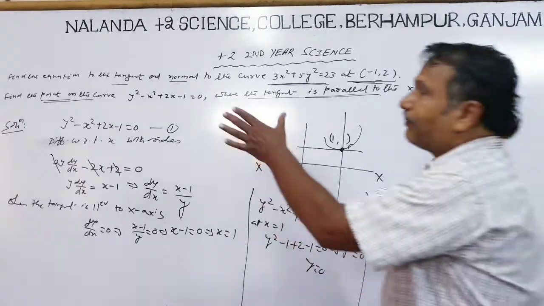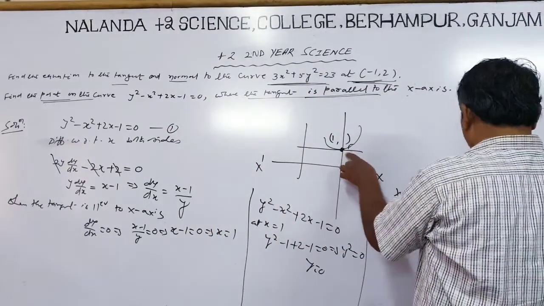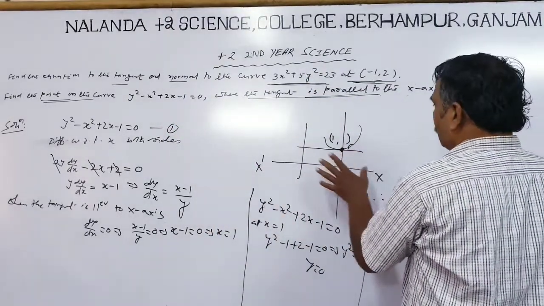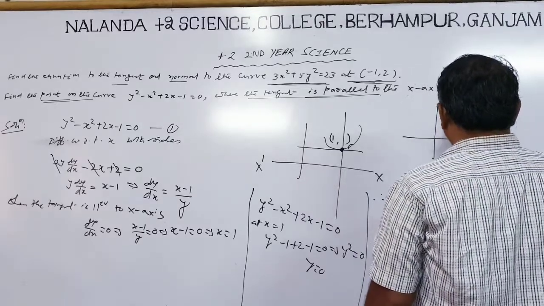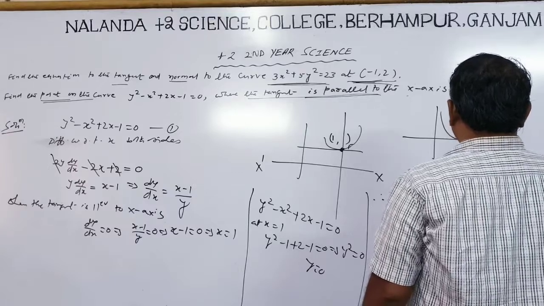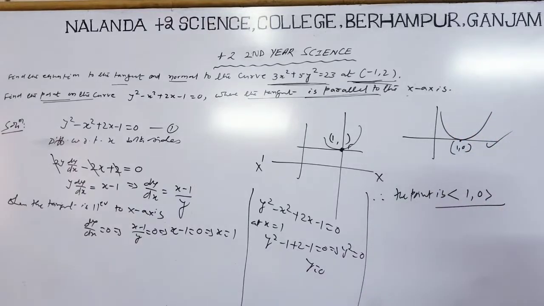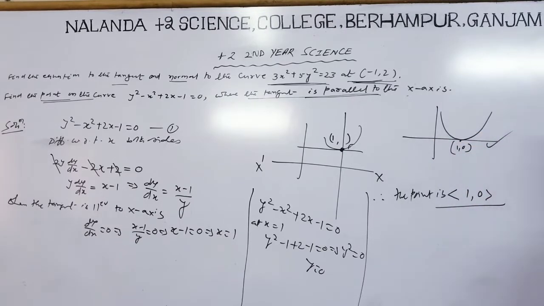Okay, so we found the point on the curve. What is the point on the curve? (1, 0) means x equal to 1, y equal to 0. This is a point, and the actual curve is this one. Because x equal to 1, y equal to 0, then the tangent is parallel to the x-axis. Okay. Now this is a point.